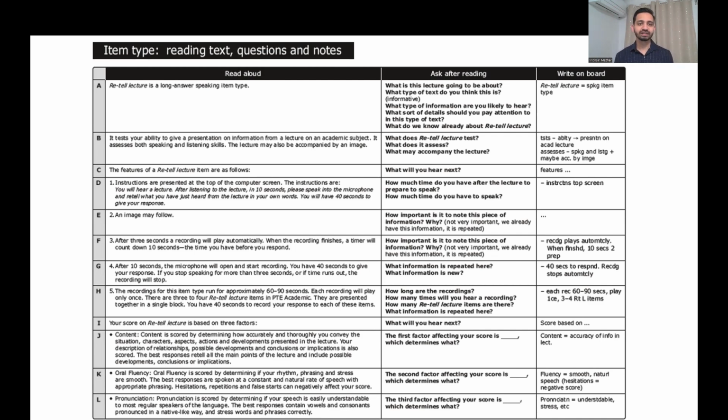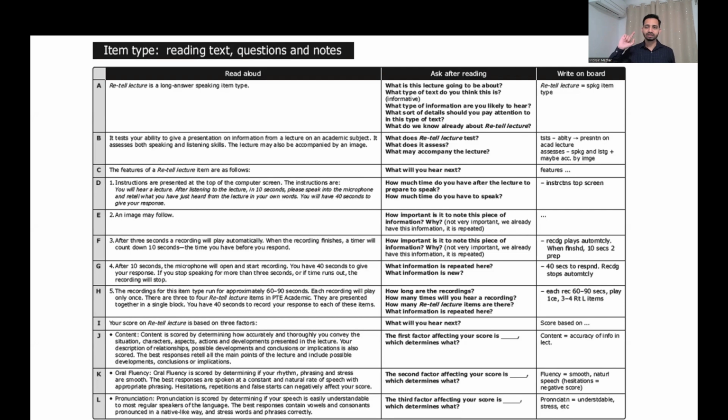B, let's talk about B. It tests your ability to give a presentation on information from a lecture on an academic subject. It assesses both speaking and listening skills. The lecture may also be accompanied by an image. So if I ask you, what does Retell lecture test? It tests your listening and speaking skills, right? So: test ability, presentation, academic lecture.